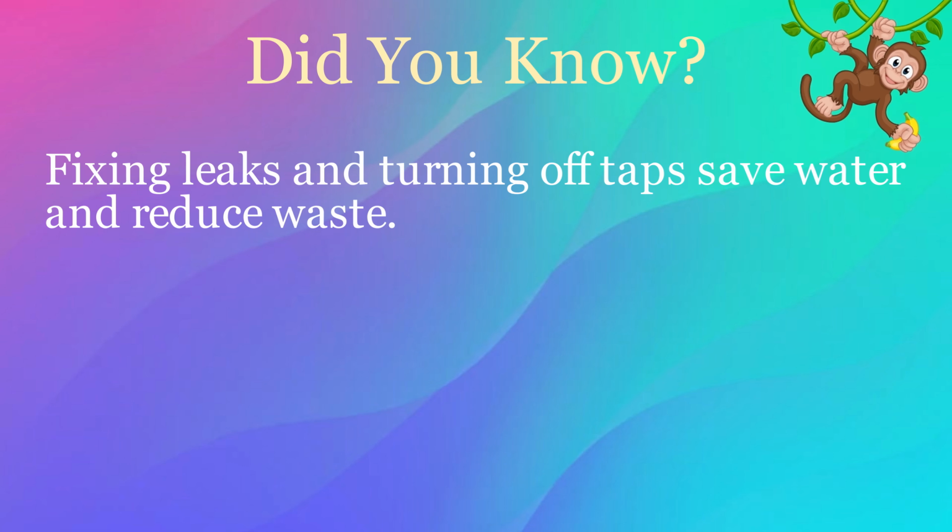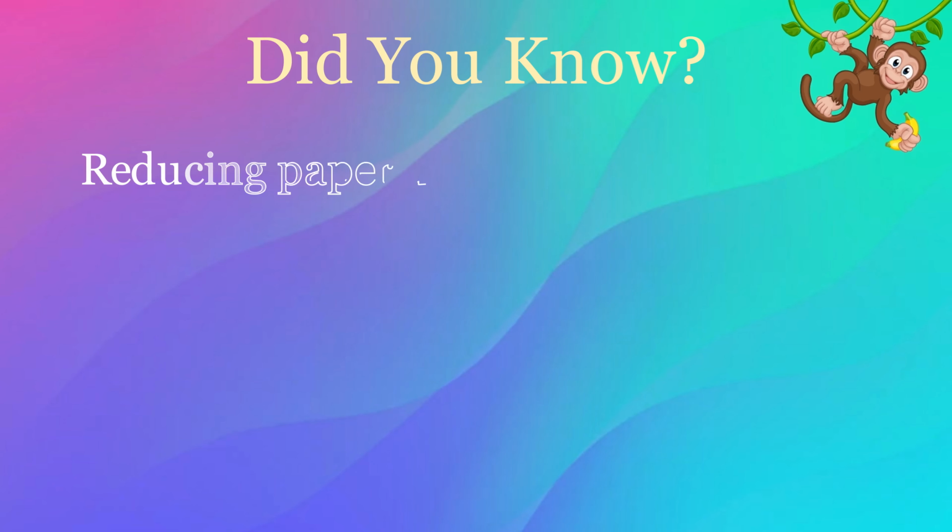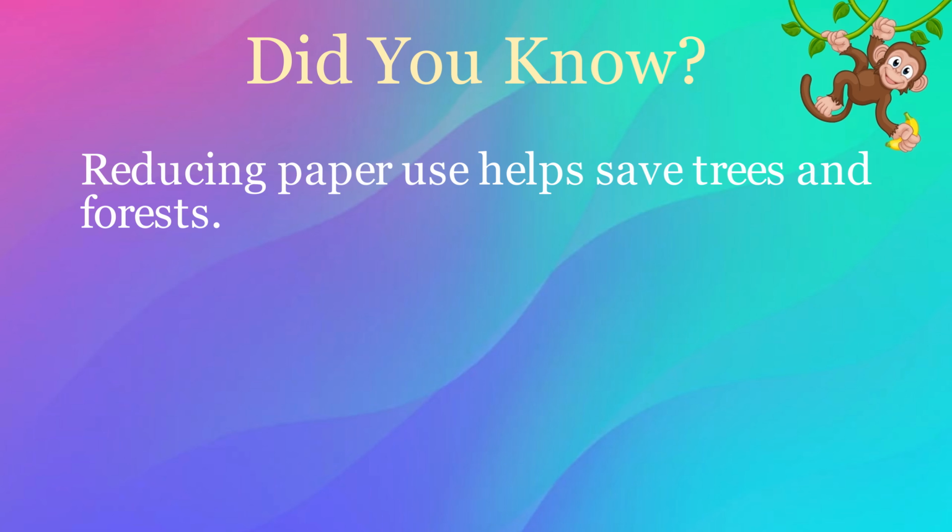What is one way to reduce deforestation? Using less paper. Cutting more trees. Burning forests. The correct answer is, using less paper. Here's an interesting fact: reducing paper use helps save trees and forests.